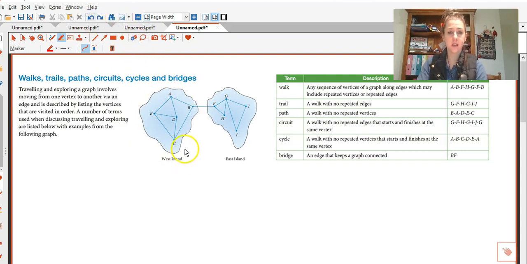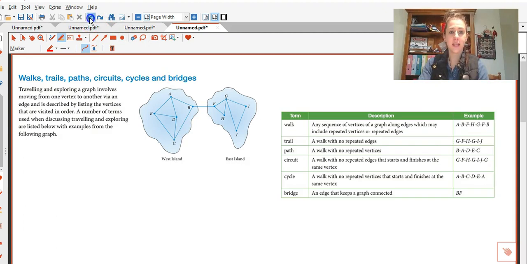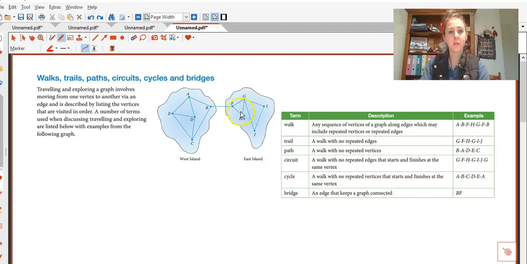However, if I took out BC, you can still get to all the other vertices. So that's why BF is a bridge. All of the other edges, if you took them out, it still remains a connected graph. So that's what a bridge entails. So let's go on and have a bit more of a look at the different types of paths, circuits, cycles and trails. We'll move on into the next video.